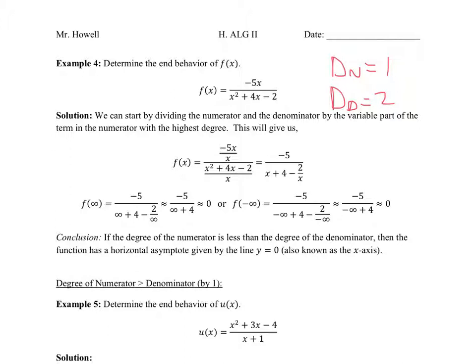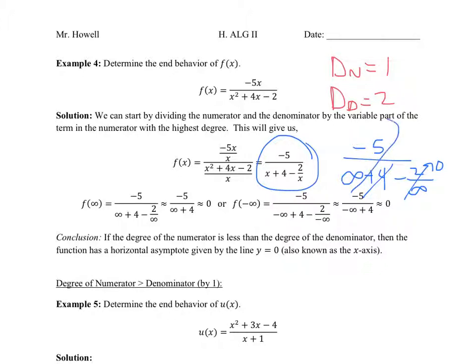Well, if I look at this representation and plug infinity in for x, I'm going to get negative 5 over, well, here's an infinity. The 4 has no effect, and then a 2 over infinity is really 0, so this drops off and goes to 0. This has no effect on infinity, so I still get something over infinity. And again, anything over infinity is 0. Even if the numerator is negative up top, it doesn't matter. It makes no difference. Anything over infinity gets closer and closer to 0.